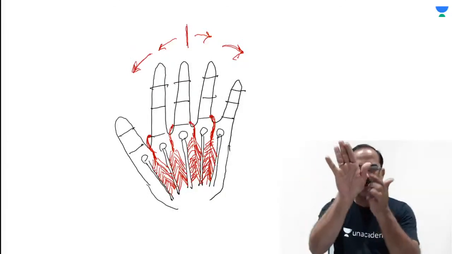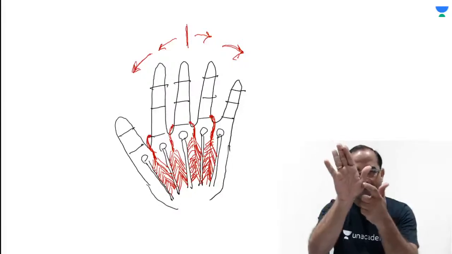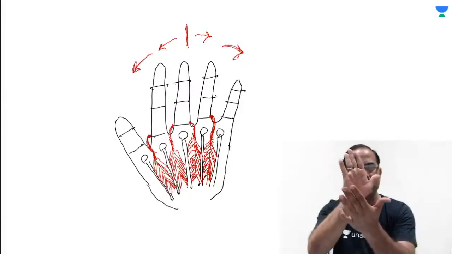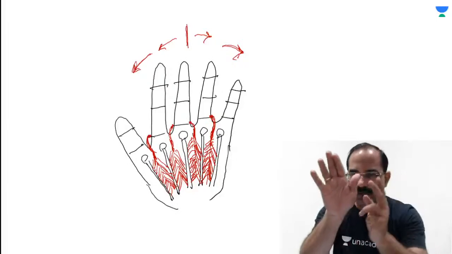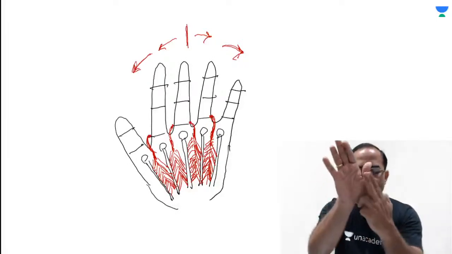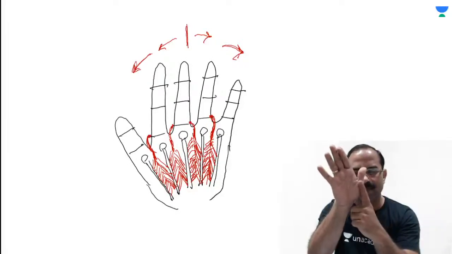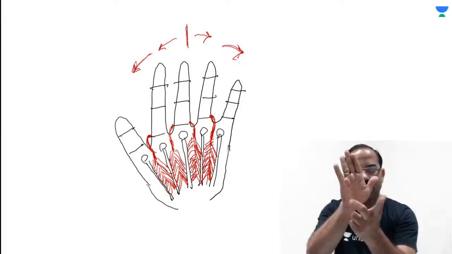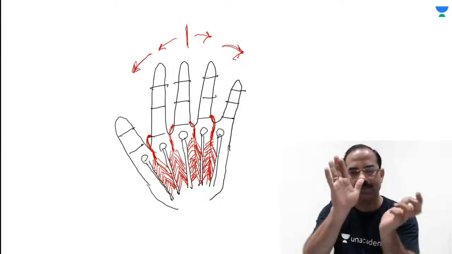What is this eminence here? Thenar eminence. What is this eminence? Hypothenar eminence. There are three muscles in this thenar eminence. Two are superficial and one is a deep muscle. Here also two superficial, one is a deep muscle. So three and three muscles here.